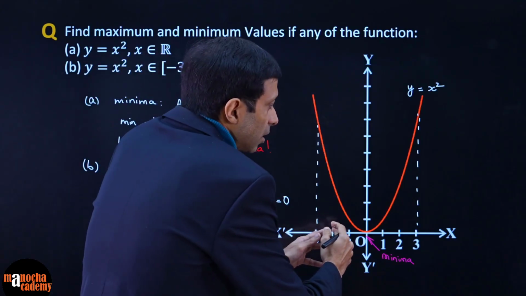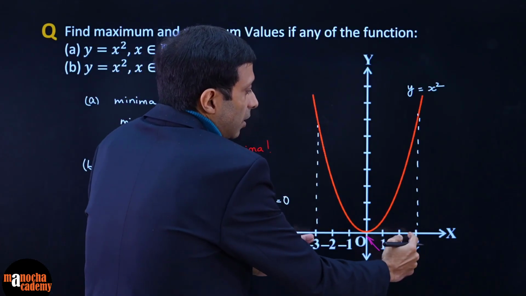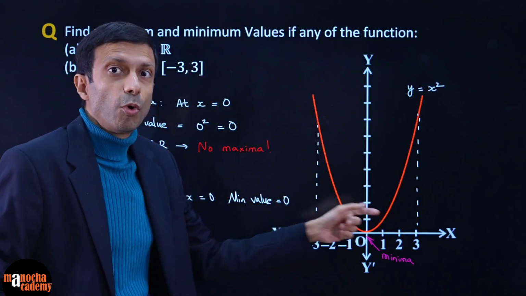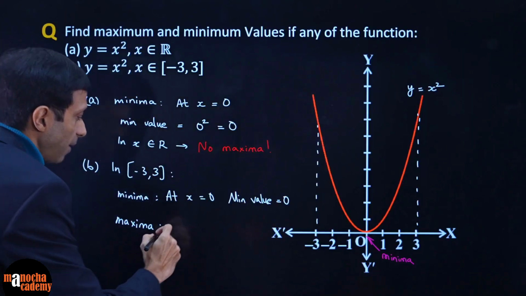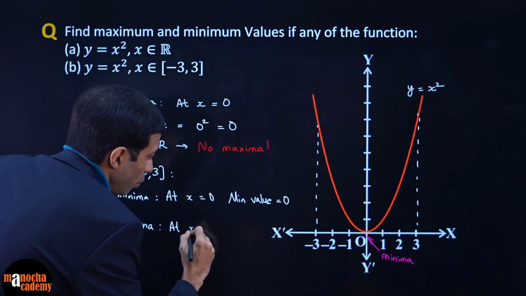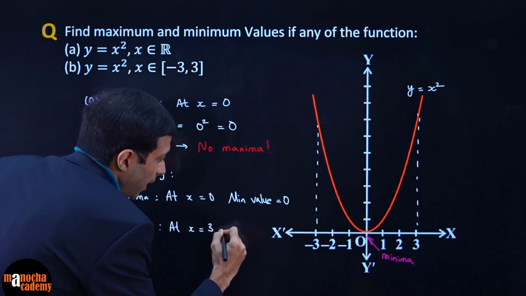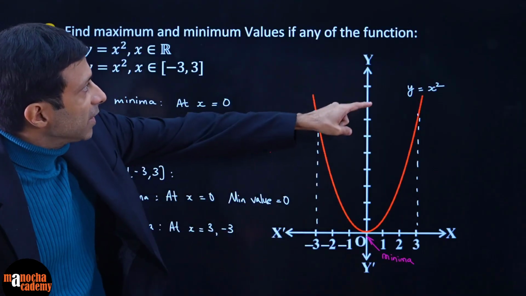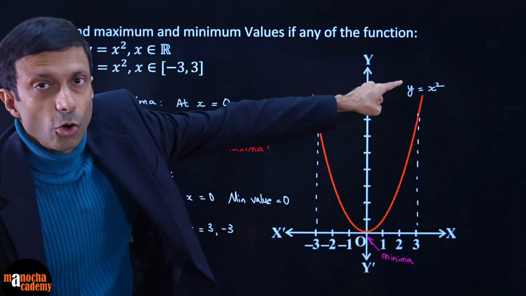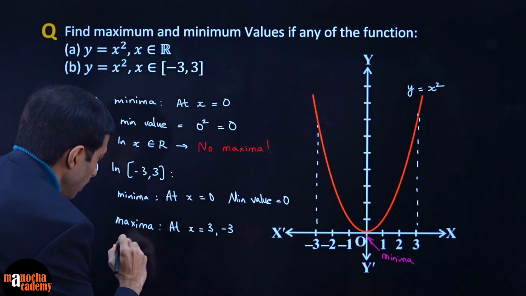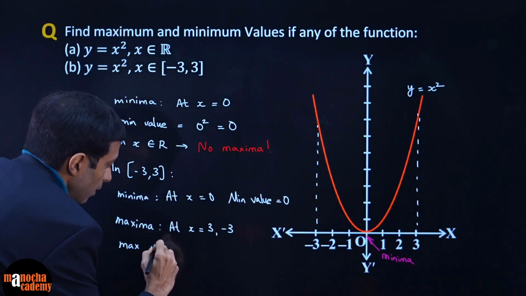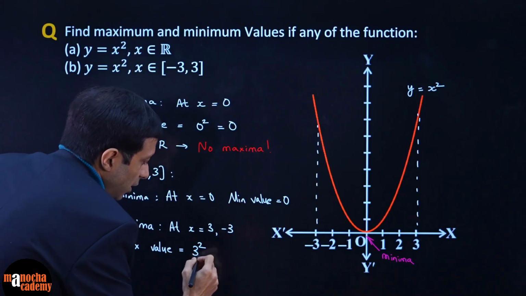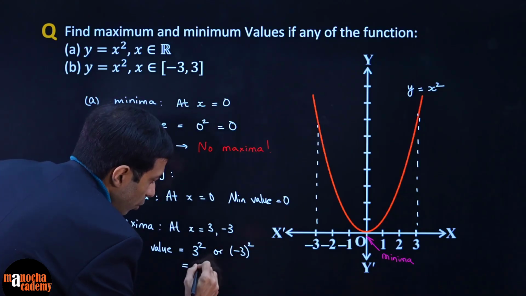If you look at these two endpoints, 3 and minus 3, can you see that is where it is highest? And it is highest at both the points. So maxima is happening at x equal to 3 and minus 3. And what is the maximum value? Not 3, 3 square. See, the function is x square. The input is 3, the output is 3 square. So we can say the max value is equal to 3 square or minus 3 square, which is basically equal to 9 is the answer.